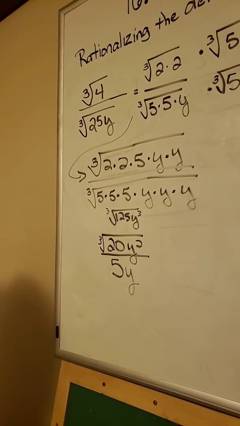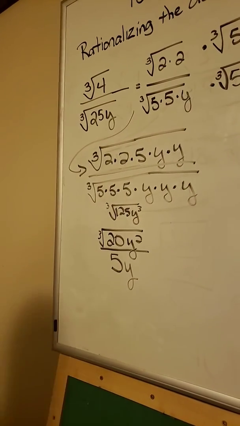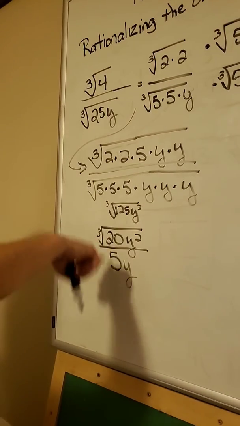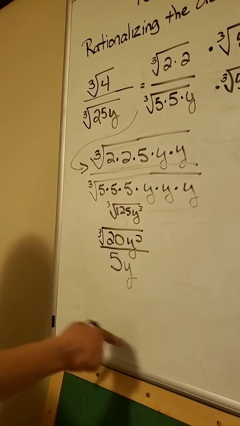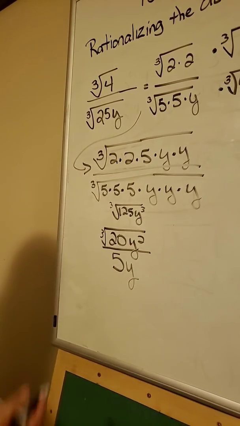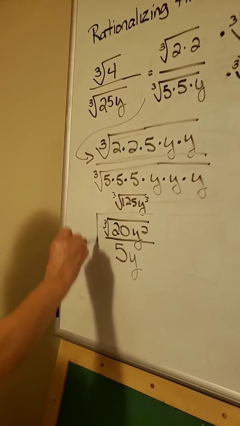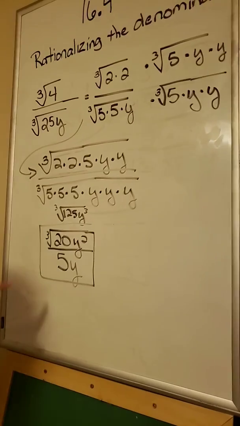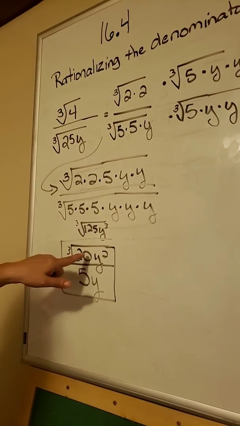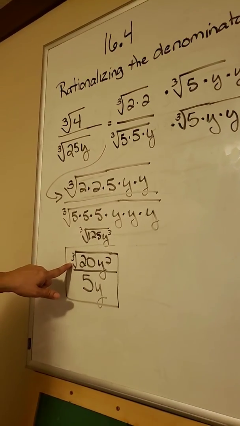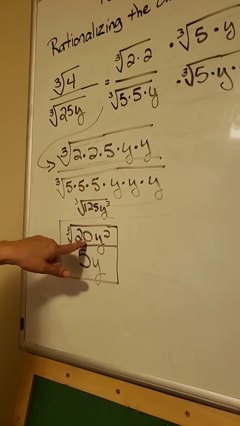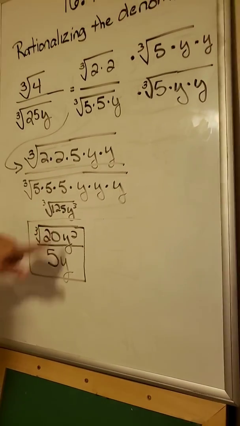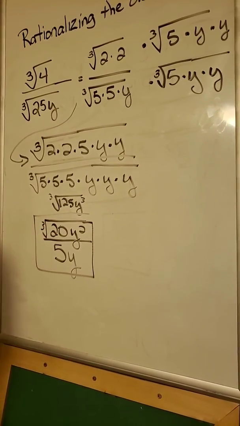So now you got to ask yourself, can I do anything else to that? Can I reduce anywhere, my y's, my 20, my 5, anything? No. My denominator is all good. I don't have a radical down there. I can't break 20 up into anything that's a perfect cube, right? My factors of 20 is 4 and 5, so I know I can't reduce that down any further. So that's my final answer.